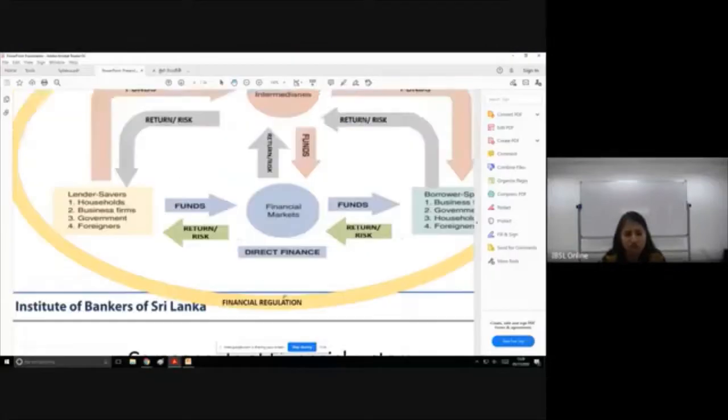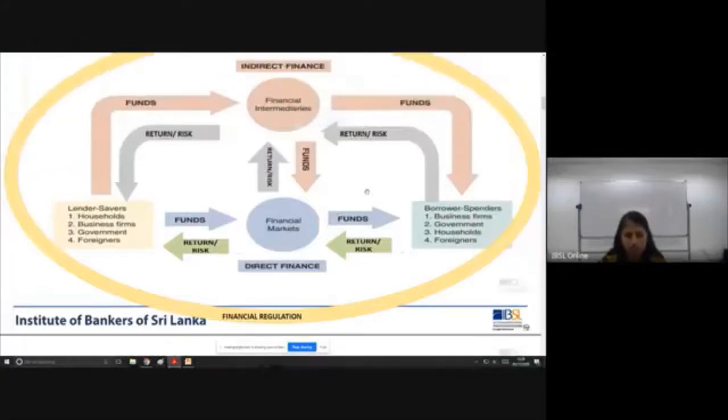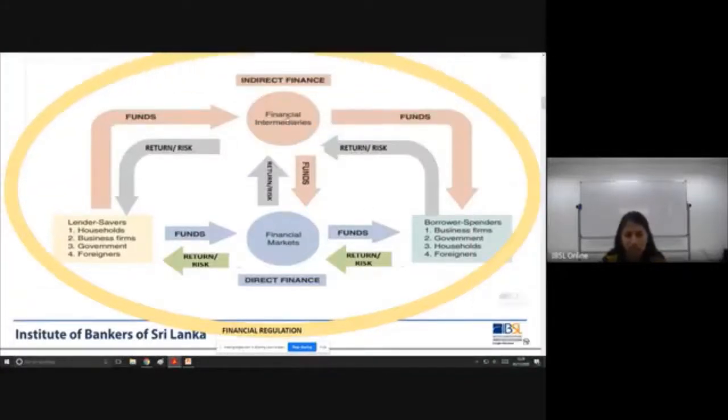And next you have the financial regulation. So what are the primary components? The four primary: financial intermediaries, financial market, financial regulation. What's not visible here is the financial instrument. So these four have to be there in the financial system. These are the essential or the primary components of the financial system.